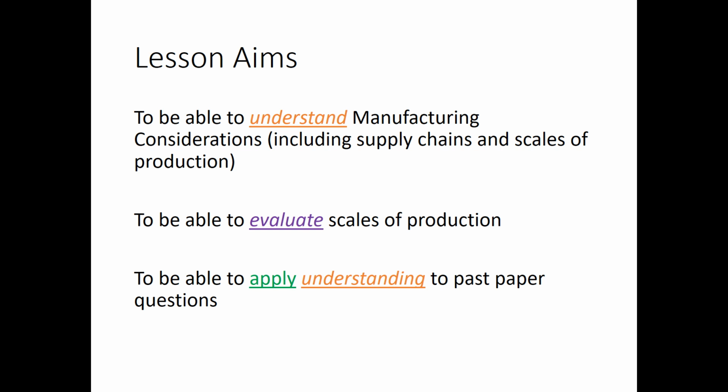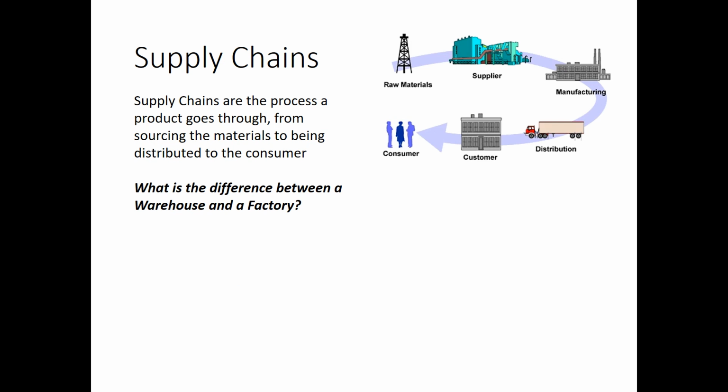Okay, today's aims are to be able to understand manufacturing considerations, including supply chains and scales of production, to be able to evaluate scales of production, and to be able to apply understanding to past paper questions. So supply chains are the process of what a product goes through from sourcing the material to being distributed to a consumer. You can also call it a life cycle analysis.